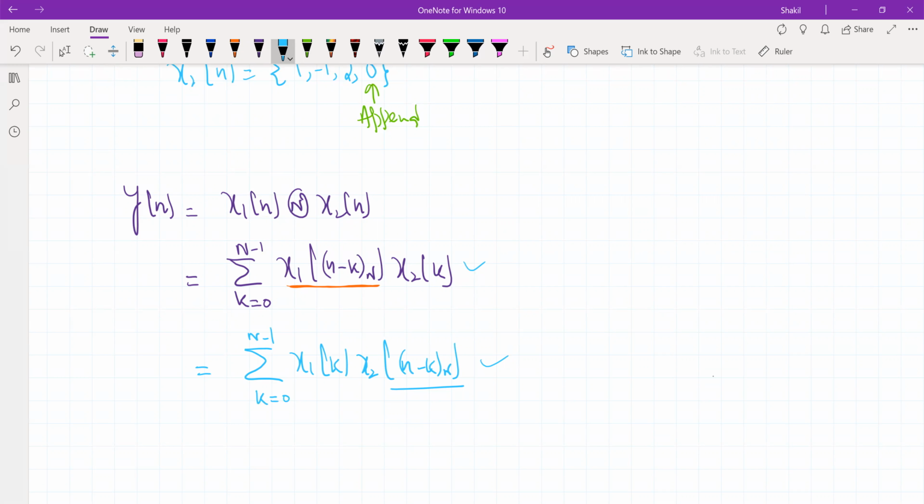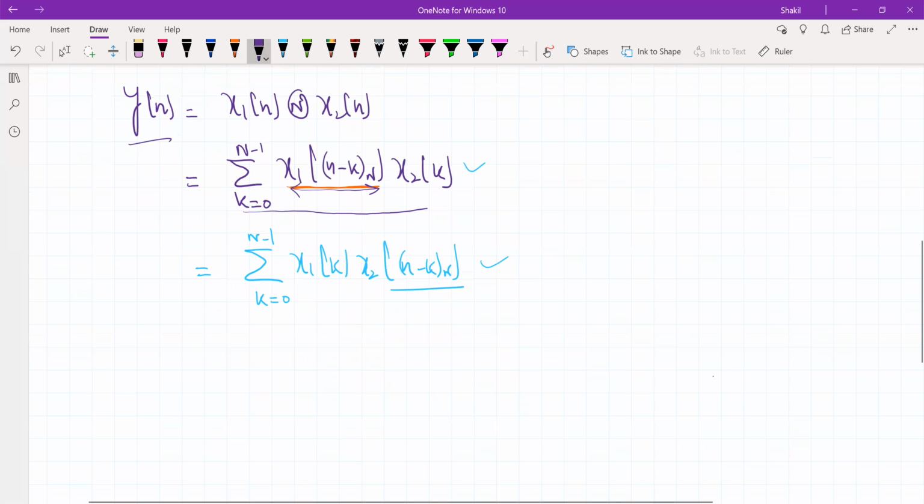Alright, now to compute any value of y, meaning the nth value of y, we need to evaluate this summation. And in this summation, we have one circular shift operation. So let's learn this summation first. What are the terms that are involved in this summation? All this we can add up. Let me stick to the first form. So this is the definition of circular convolution. Please remember this. This is the definition of the circular convolution.